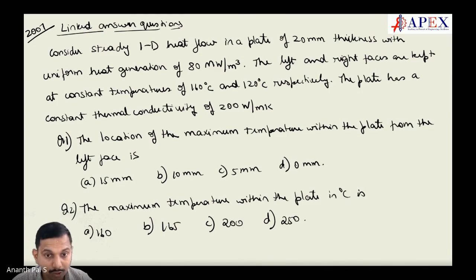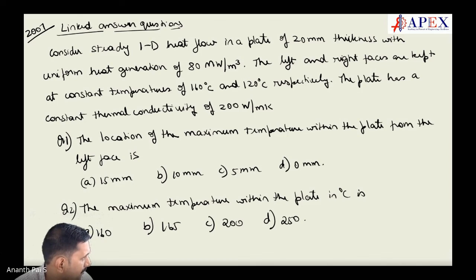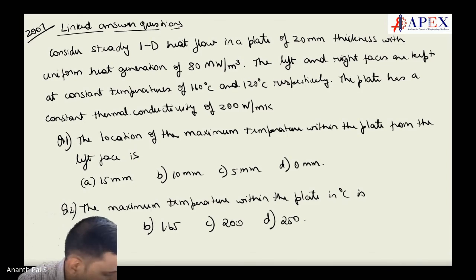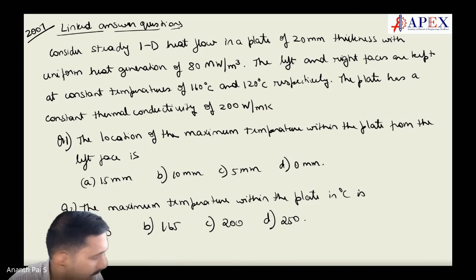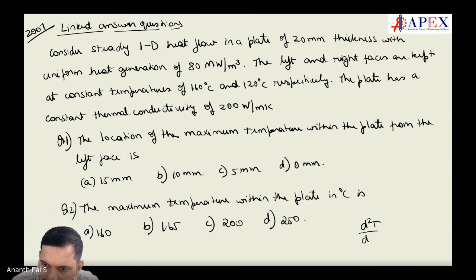What you have to do? You have to solve the equation. Five members can get more. Good. Right answer. What you have to solve? You have to solve just this d square T by dx square plus qg by k equals zero. Correct? Qg is equal to?